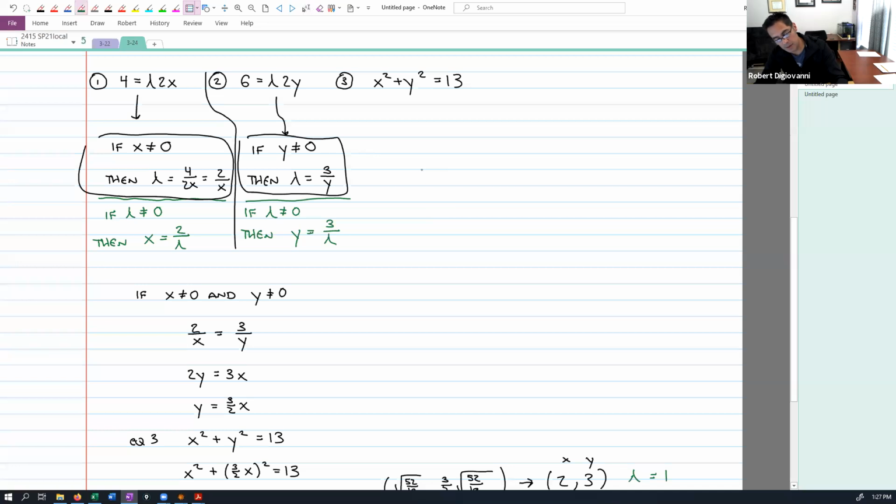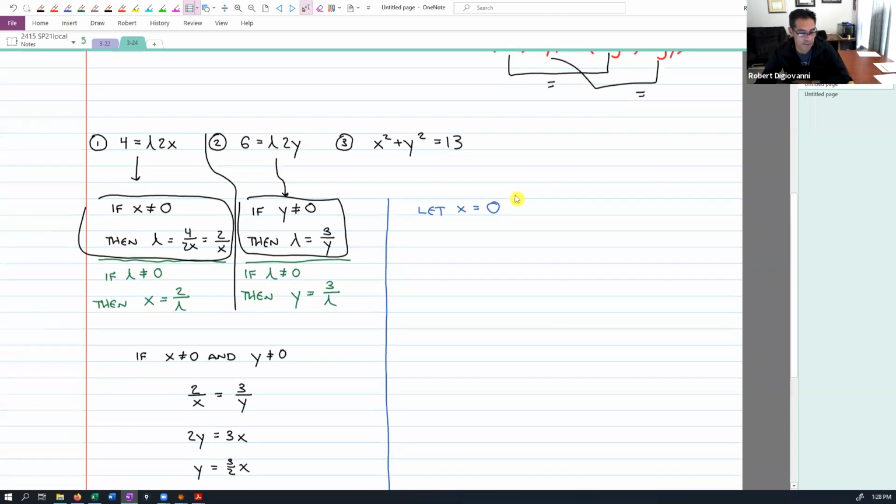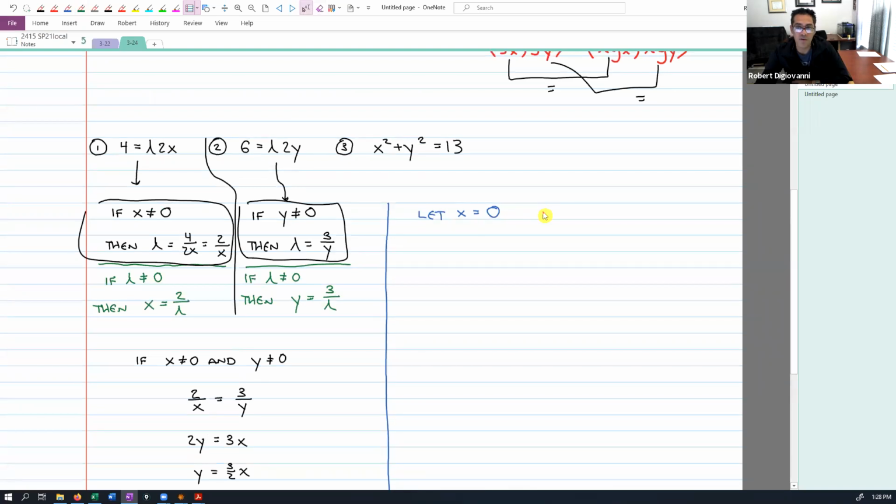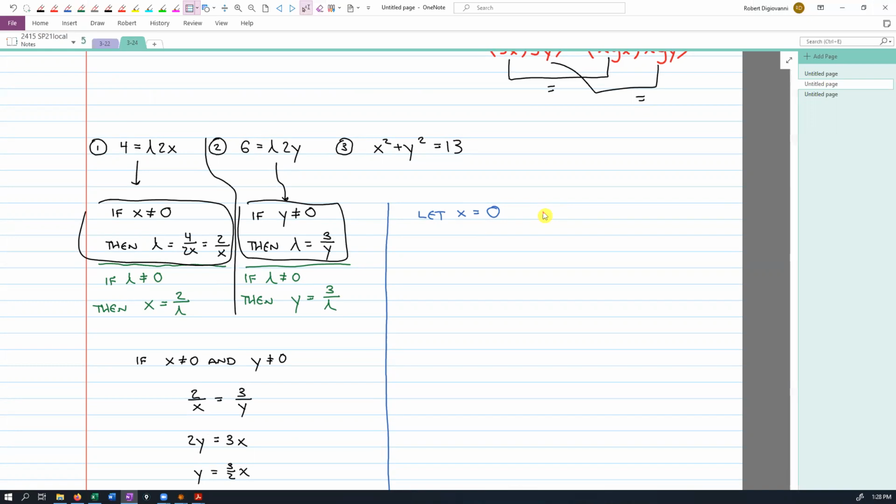Okay, so let me consider this. I'm going to do a different color. I'm trying to do this all on the same page. Okay, so let X be 0. Let's start with that. Okay, what's wrong with that? If X is 0, what's wrong? Can I let X be 0?